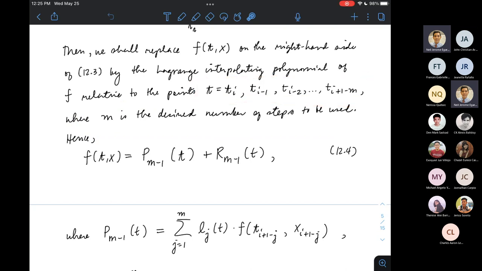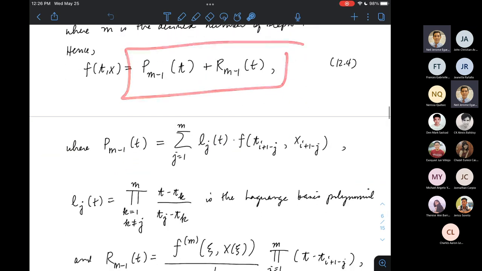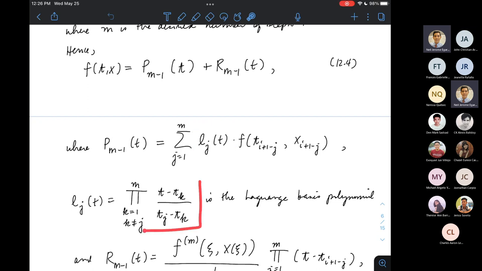And interpolation theory tells us that if you have m points to be considered, then you will have an interpolating polynomial of degree at most m minus 1. Okay? So, si x treated as a constant palagi. So, here, we will replace f by this sum, ano? Where p sub m minus 1 is our Lagrange interpolating polynomial. Ang itsura niya ay summation ng mga Lagrange basis polynomials times the function value at the specific time step.